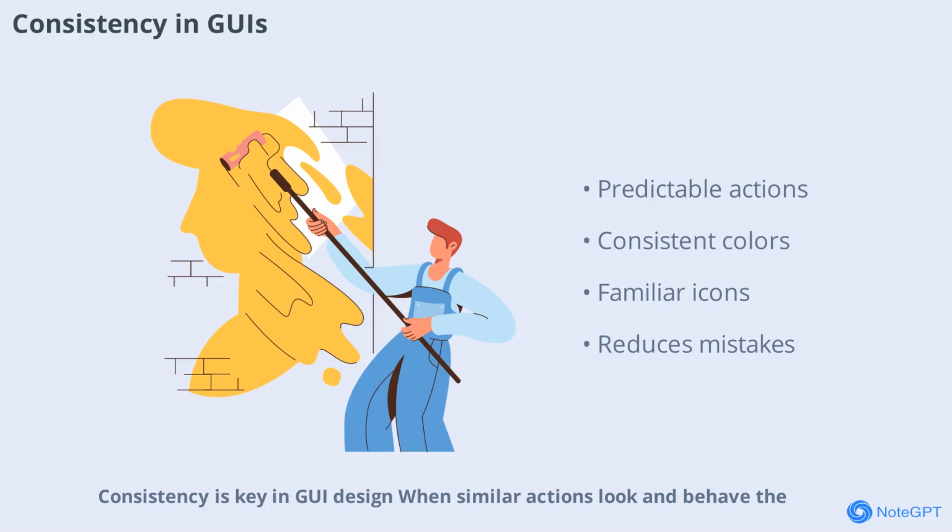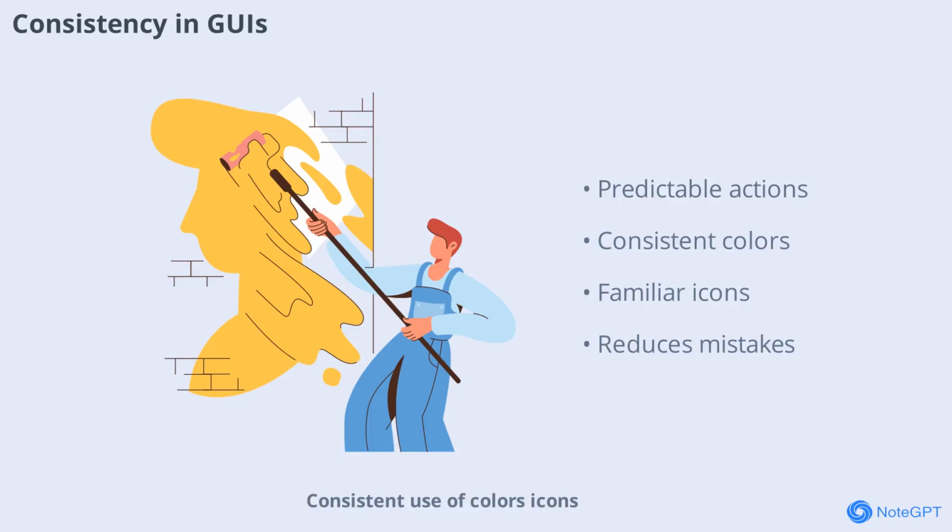Consistency is key in GUI design. When similar actions look and behave the same way across different parts of the interface, users can predict what will happen. This predictability builds confidence and makes learning new software easier. Consistent use of colors, icons, and terminology helps users feel comfortable and reduces mistakes.